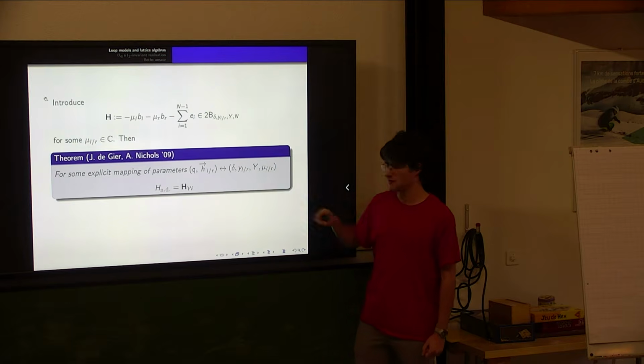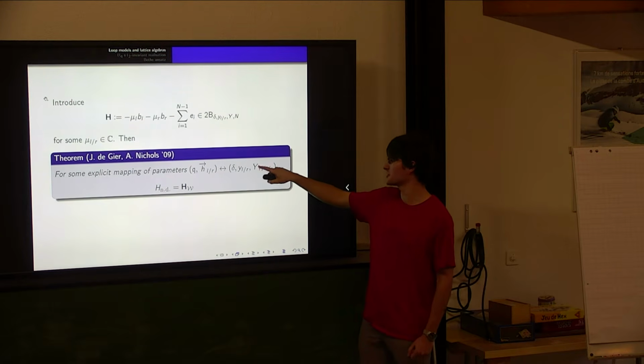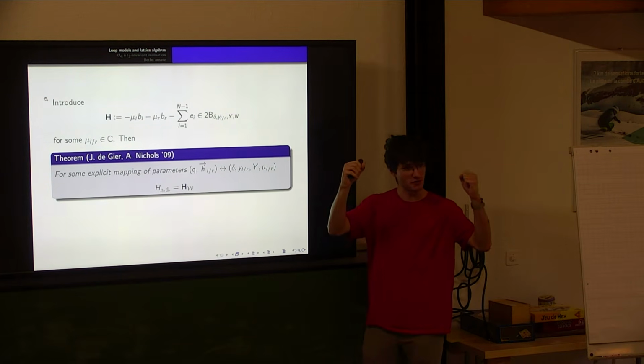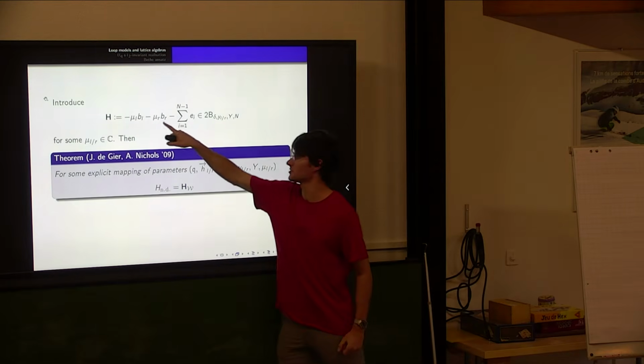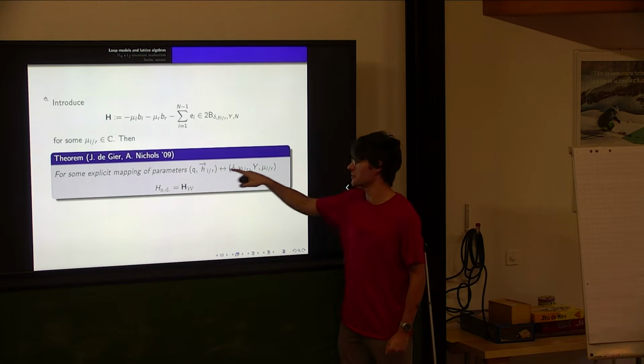So there's delta, there's the weights on the left and on the right. There's the capital Y weight for a loop with two blobs, and also there are the coupling constants mu L and mu right. And there's an explicit mapping for these parameters.